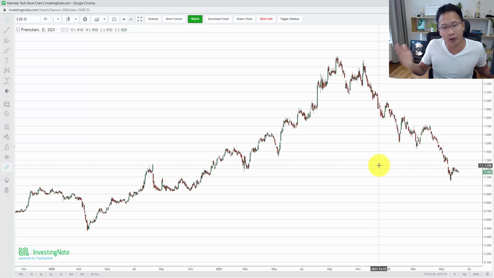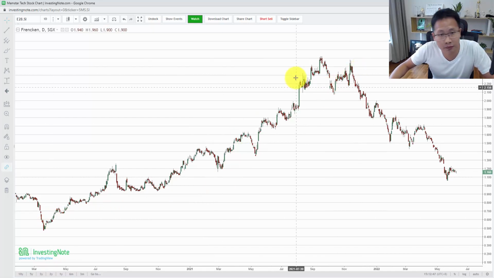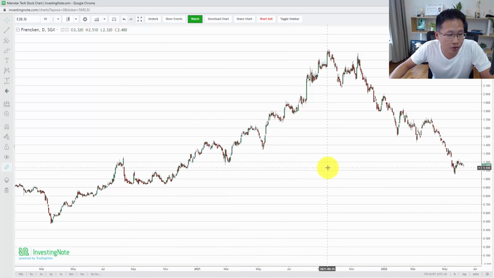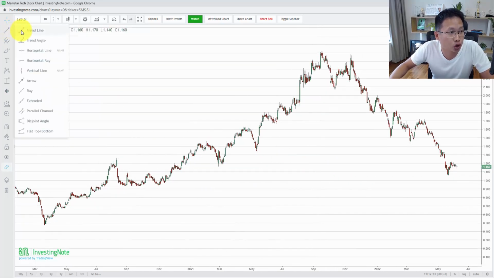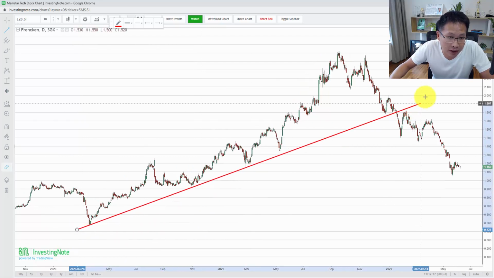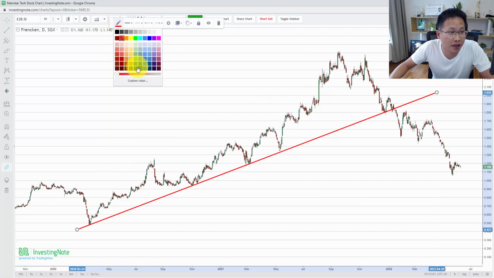So let's go and draw what we call a trend line. Maybe you can see that it was pretty much an uptrend, moving up, and then it turned down. So in the longer term, over the past 1 to 2 years, we can draw an upward sloping trend line. So what you do is draw the best fit line right here. You can see I think this is pretty much a trend line, and of course it's green in color.